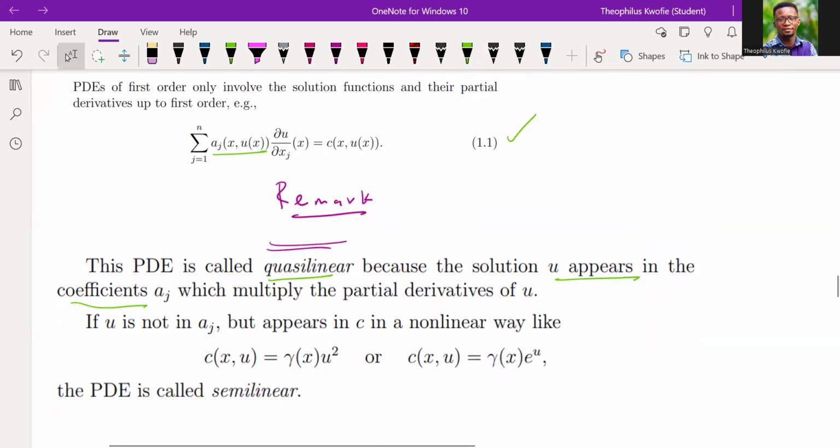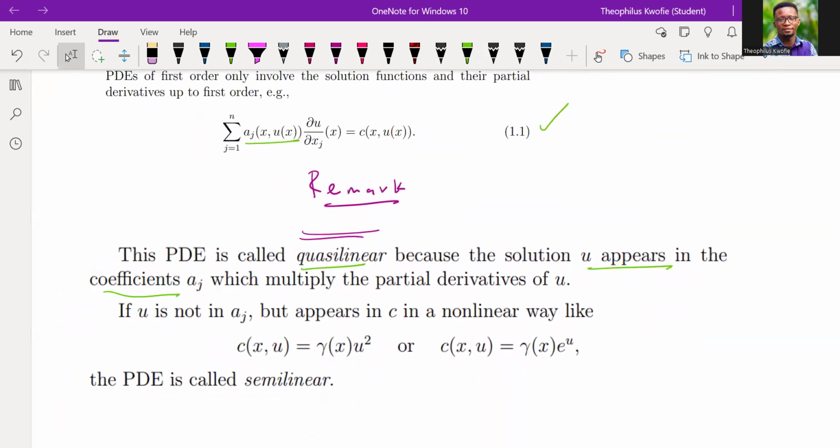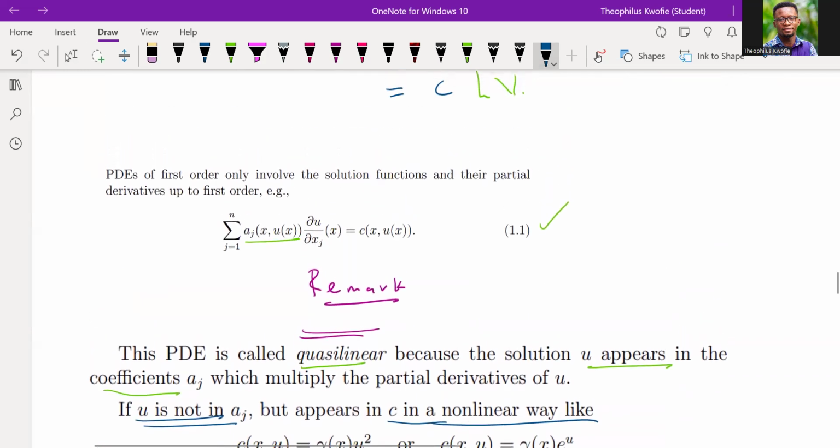Now there are other interesting scenarios that I want us to look at, because most PDEs are not always like that. So if it's not like that, what name do you give to it? That's what I want us to also look at. Now, suppose that U is not in AJ, but it appears in C. Remember, this is your C. C is also some function, which is composed of X and then the function U, or the solution U as well.